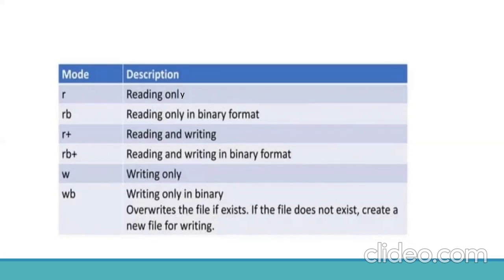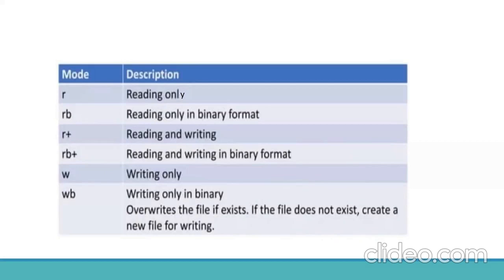Next we have R plus, that's the read and write mode. This mode allows us to both read from and write to a file. The file pointer is positioned at the beginning, ready for seamless interaction. Next, we have reading and writing in binary format, RB plus, much like R plus, but this time for binary files. It enables reading and writing in a binary format.